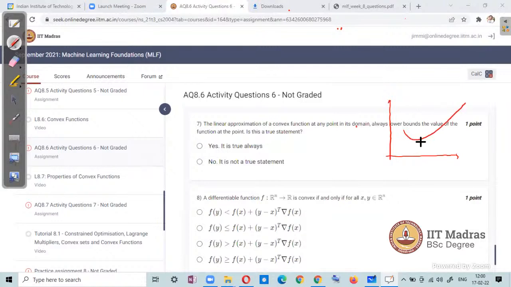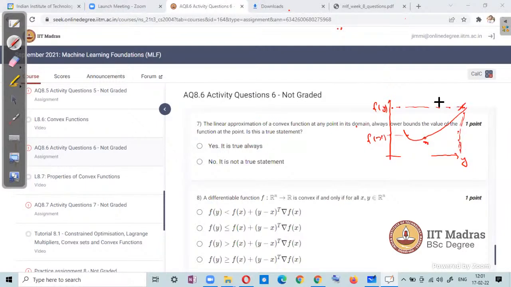I will draw the same figure which sir has drawn. Here was your x star. Here we are taking any point as a y point. This one is x, and this one is your y. If it is x, then this one is your f(x), and this one is your f(y). The linear approximation of this point, I didn't draw it properly. Here is your x, and this one is your y.